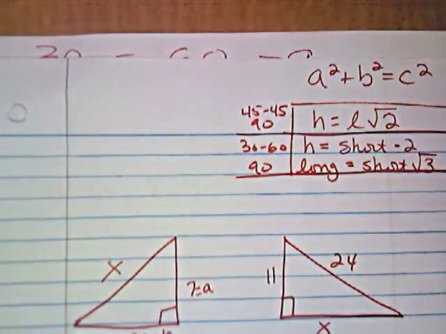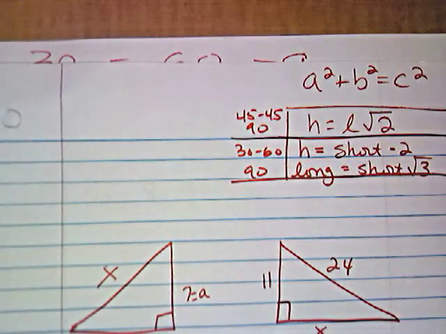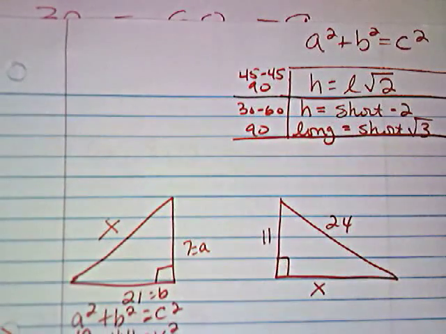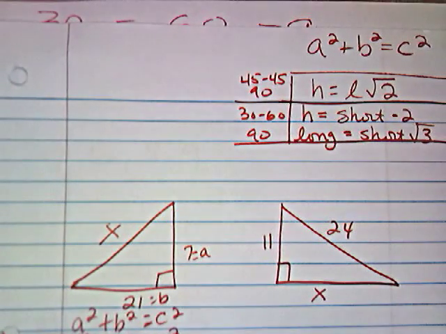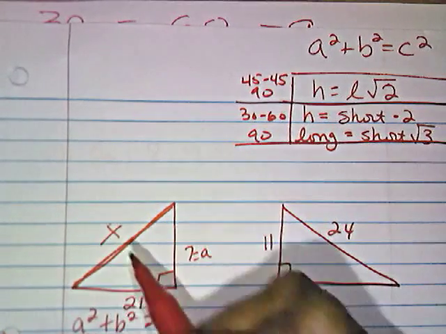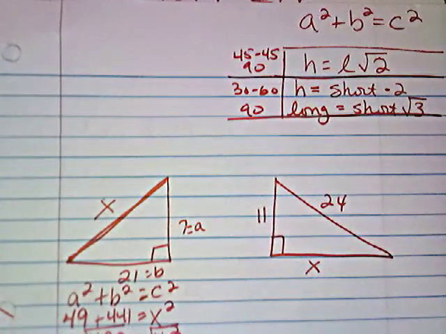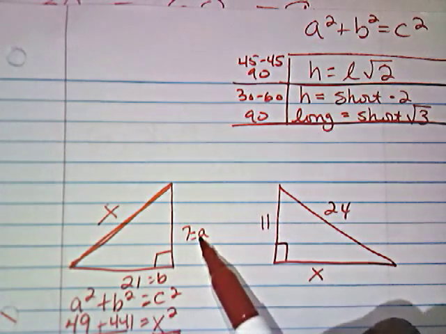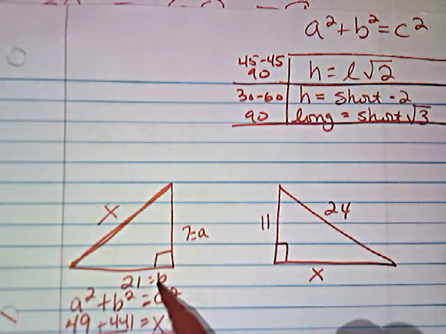So for this particular triangle right here, I look at it, they haven't given me any information except it has a 90-degree angle. I know then that I'm going to use the Pythagorean theorem, which is a squared plus b squared equals c squared. I identify my hypotenuse first. In this case, the hypotenuse is this right here, which is x. So everywhere I see c, I'm going to put x. Okay? And then I assigned a equals 7, b equals 21.